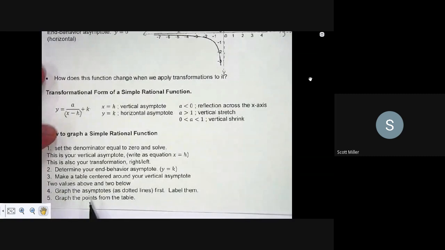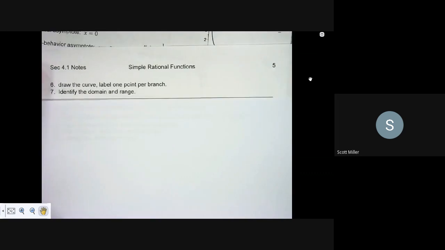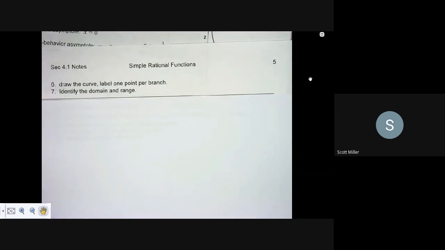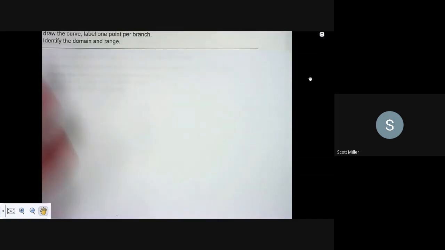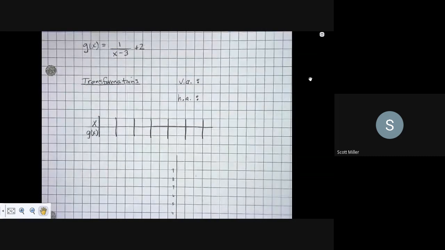Then we're going to graph the points from our table. Then we're going to draw the curve and label 1 point on each branch. And then we're going to identify the domain and range. And so we're going to do that with this example that I have ready to go over here. We're going to graph that function right there.